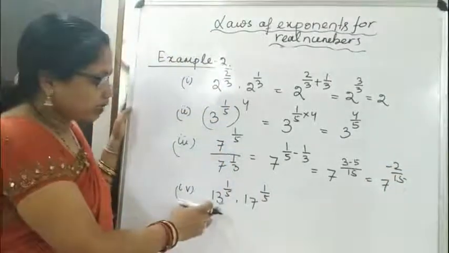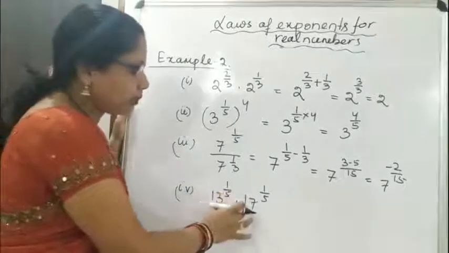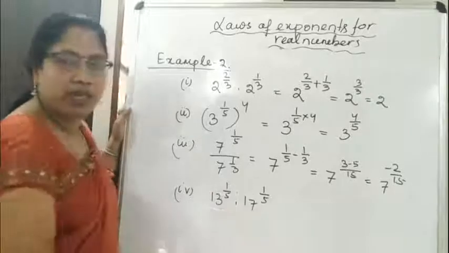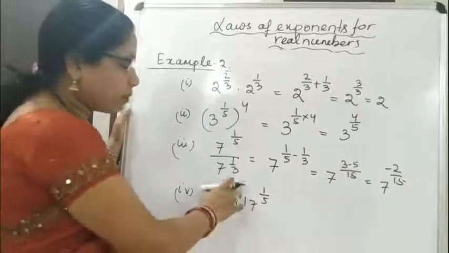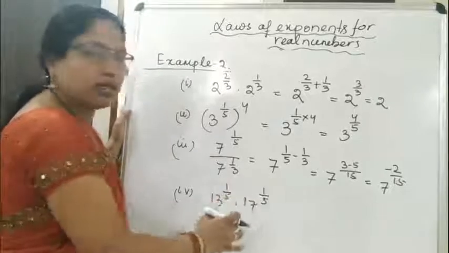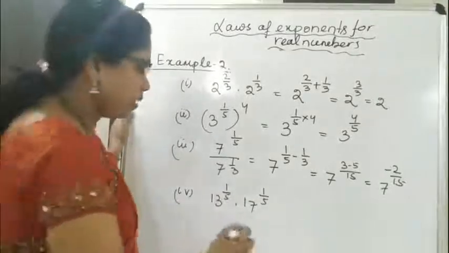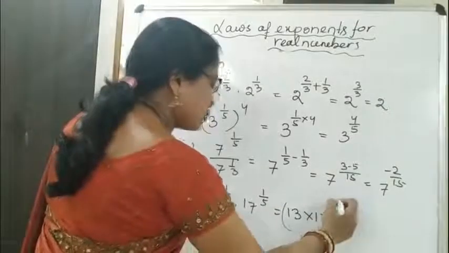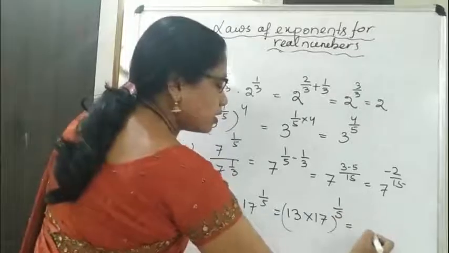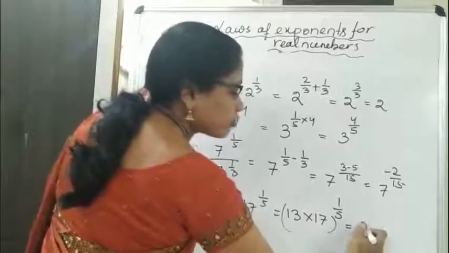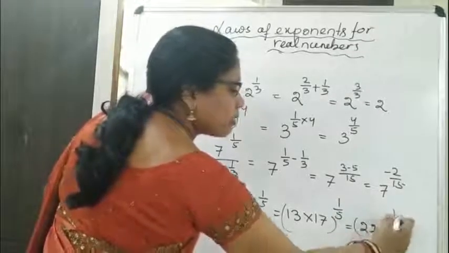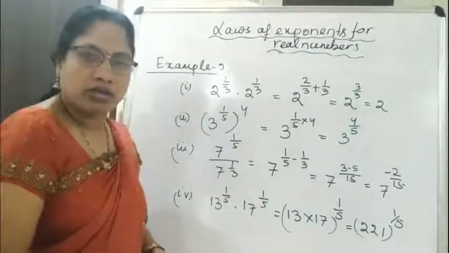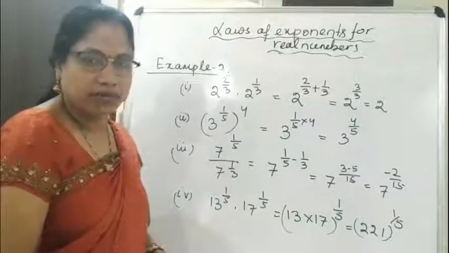Next one: 13 to the power 1 by 5 multiplied with 17 to the power 1 by 5. These are bases having the same exponent. So a to the power p multiplied with b to the power p is equal to ab whole to the power p. So this is equal to 13 multiplied with 17, to the power 1 by 5, which is 221 to the power 1 by 5. So in this way we can use the laws of exponents in the case of rational exponents also.